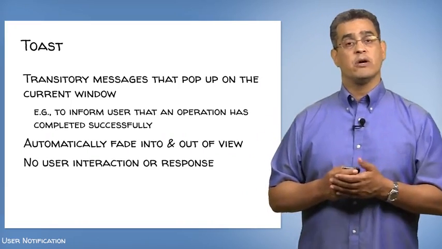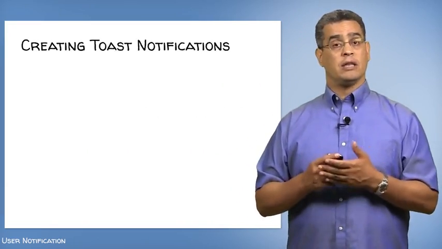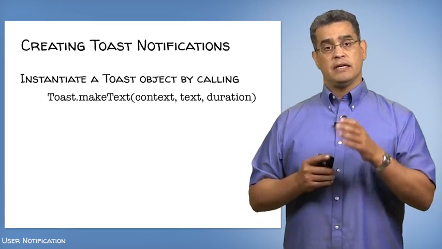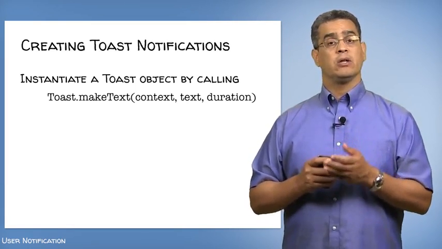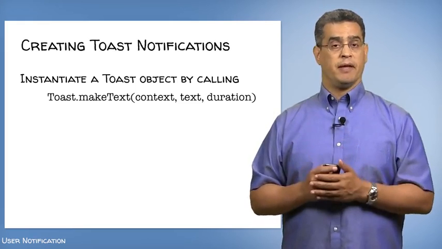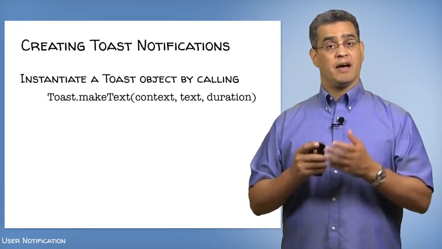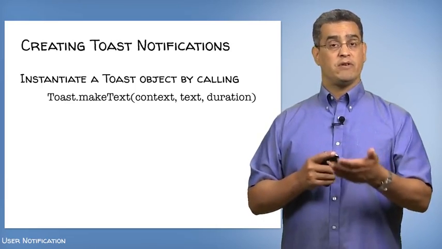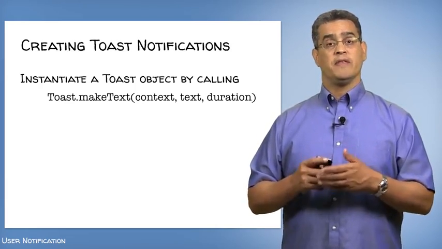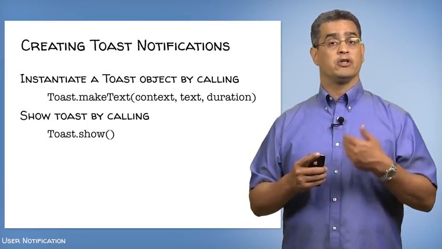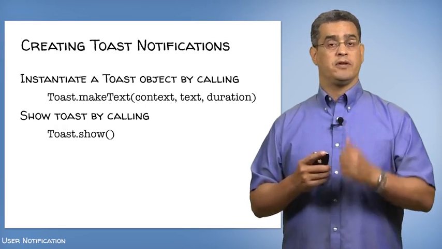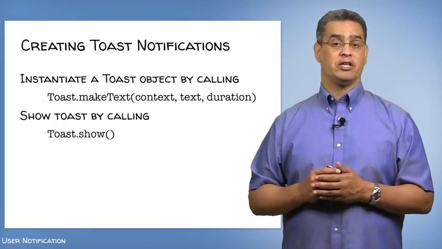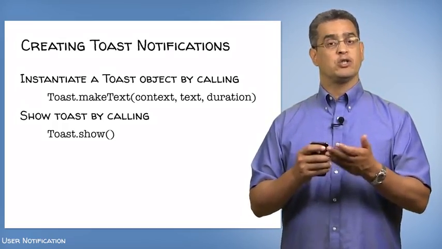You can create toast messages using the toast class's makeText method. That method takes a couple parameters, including the text that you want to display and the amount of time over which you want that text to be visible. And after you've created the toast, you can then display it by calling the show method on the toast you've just created. So let's take a look at an example application that uses toast messages.